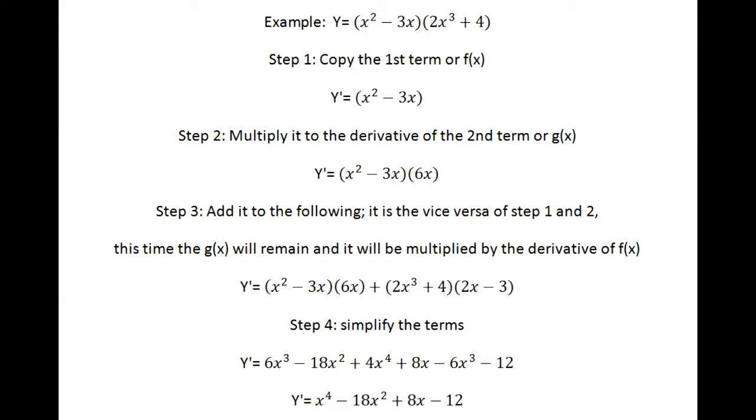And then, nakuha natin, meron tayo ditong 6x cubed minus 6x cubed. So, we cancel that out and then, ikakopy na lang natin yung remaining answer. So dapat, makukuha nating sagot is 4x raised to 4 minus 18x squared plus 8x minus 12. And that's it.